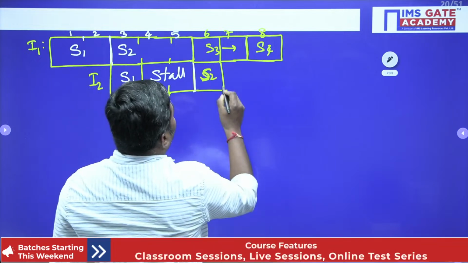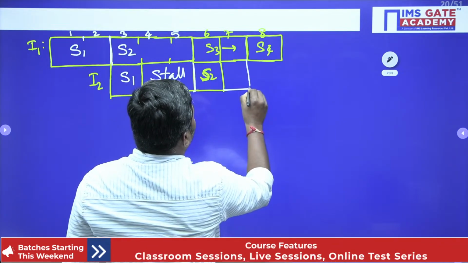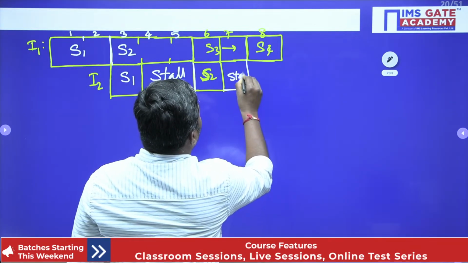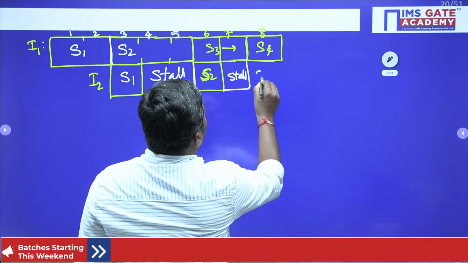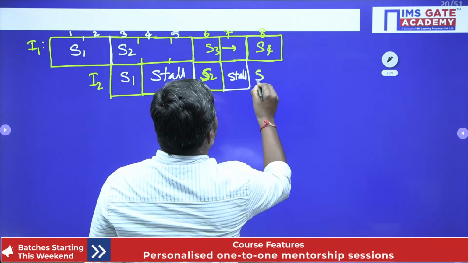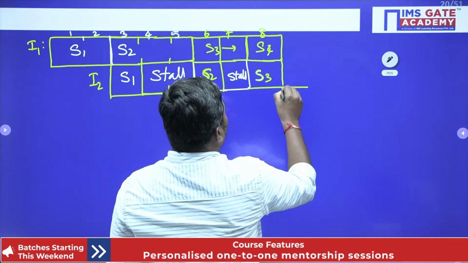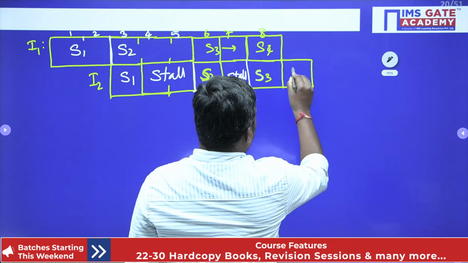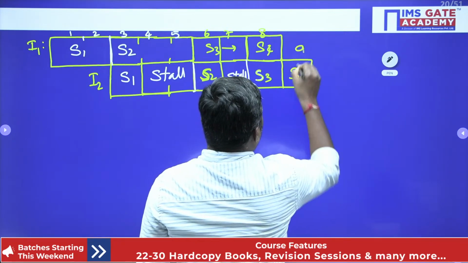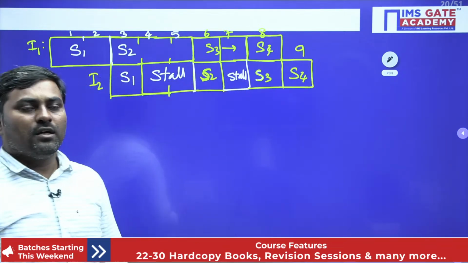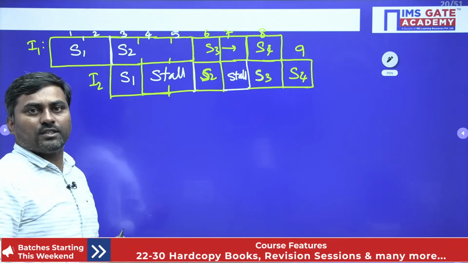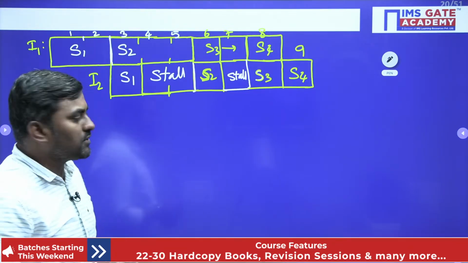Now S3 is busy. We cannot give S3 to instruction 2. It is stalled again till the end of clock number 7. Now S3 is going to be free, so I can give S3. S3 requires 1 clock cycle. S4 also requires 1 clock cycle. At clock number 9, instruction I2 will complete. Is it correct?